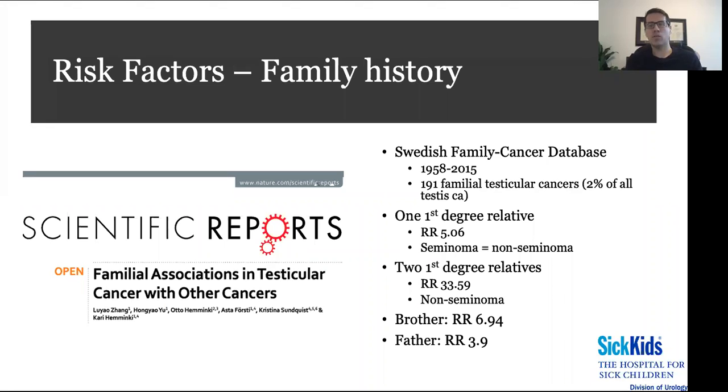So if a patient had one first-degree relative with testicular cancer, their relative risk of developing cancer was 5.06, and seminoma and non-seminomatous pathology were relatively equal, with one first-degree relative. In patients with 2 first-degree relatives, the relative risk skyrocketed up to over 30, and non-seminomatous pathology predominated. The risk was higher if you had a brother with testicular cancer compared to a father. However, both of these were actually independent risk factors, with a brother being 7 and father being around 4.